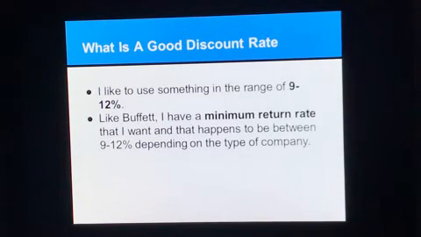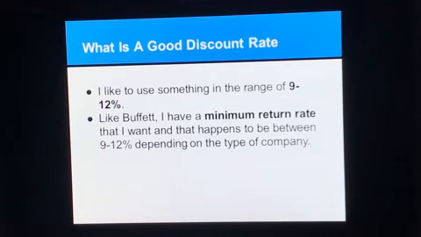So what is a good discount rate? A good discount rate basically ranges between 9 to 12%. We can say this is a guess, that a good discount rate should not be more than 12%, or lesser than 9%. Just like Buffett, he mentioned a minimum rate of return that could be between 9 to 12%, depending on the type of company.